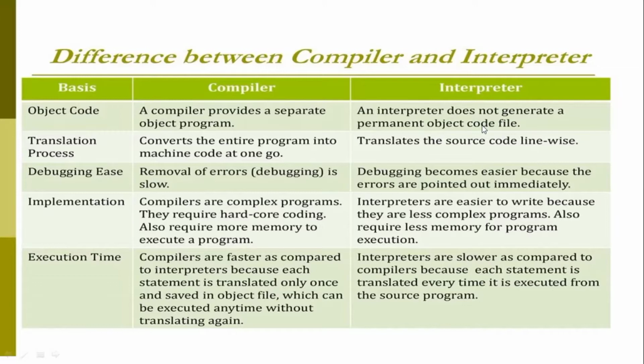Now let's come to the translation process. A compiler converts the entire program into machine code at one go. Like you said before, it reads the whole program first and looks for syntax errors. If there is no error, it will turn the whole code into machine code in one go. Whereas the interpreter translates the source code line-wise.